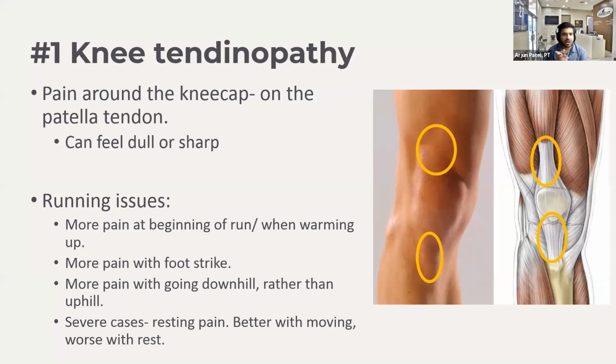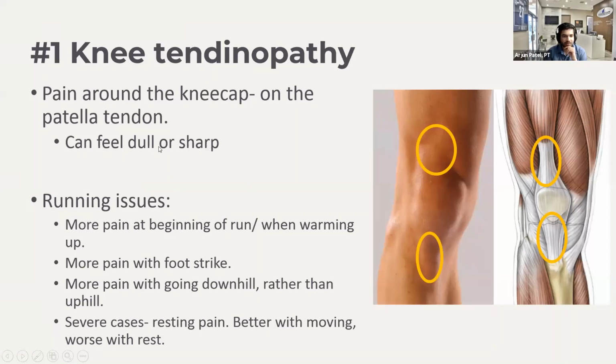The first thing we're going to talk about is knee tendinopathy. Knee tendinopathy is one of the most common running injuries with the knee, and it's pain around the kneecap. So not actually on top of the kneecap, but around it, either on the tendon that attaches to the top, or the tendon that attaches to the bottom. If you take the skin away, this is what it looks like. Again, it attaches to the top or to the bottom.